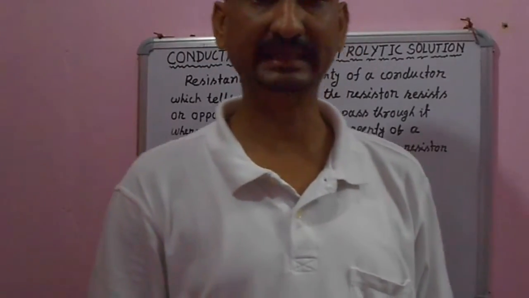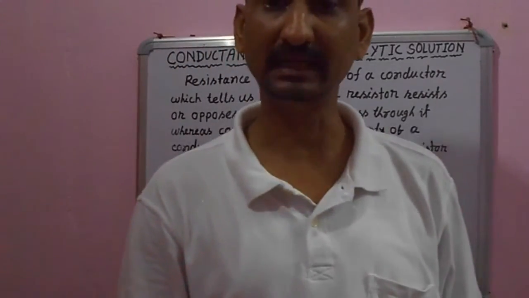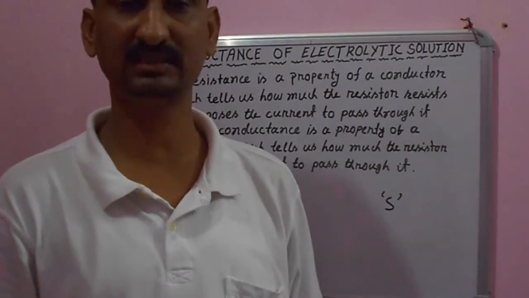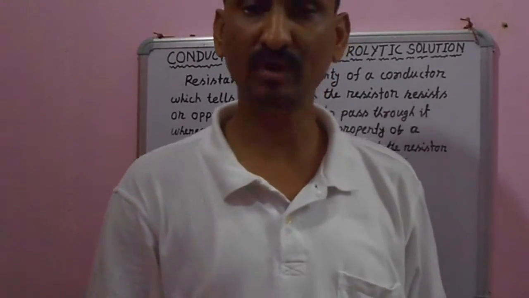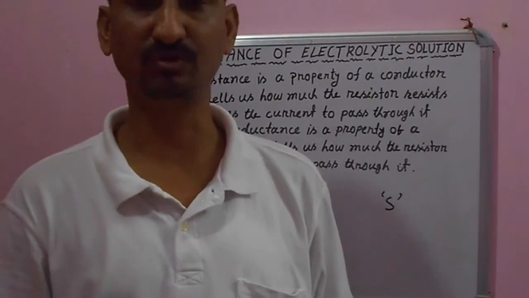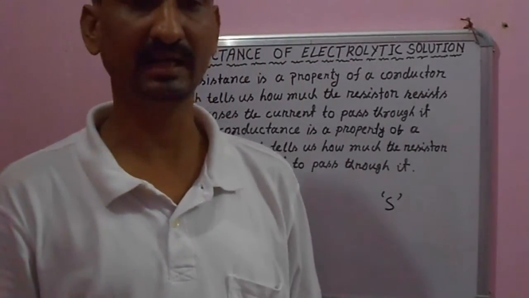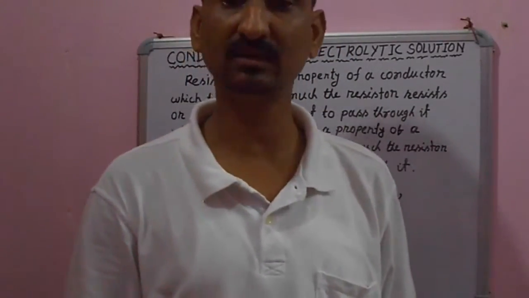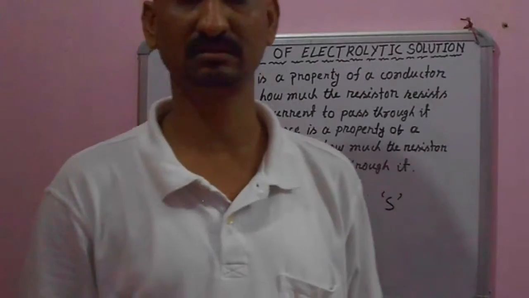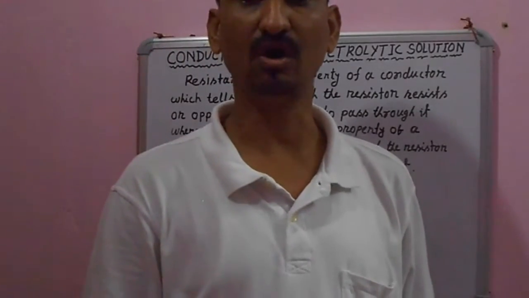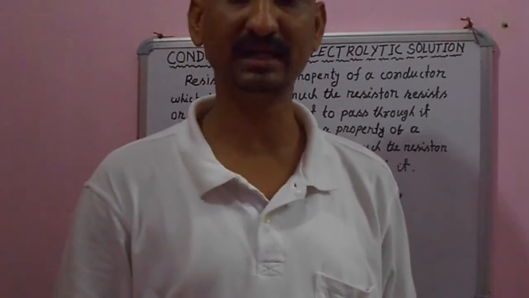Thus, we are getting two types of conductance. One is electronic or metallic conductance, where the flow of electricity is due to the movement of electrons through a solid substance like metal. And another is ionic or electrolytic conductance. The conductance of electricity is by ions, and through a solution or a molten state of a substance, the conductance of electricity is by the movement of ions.